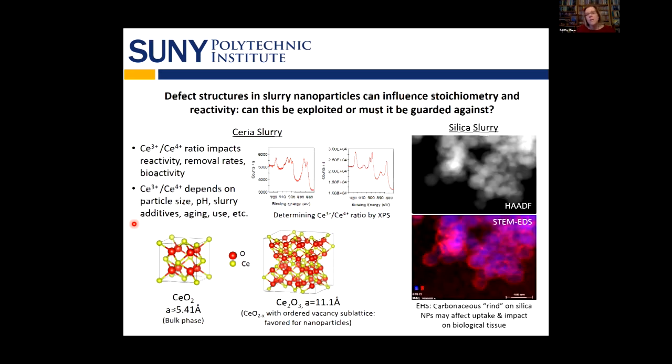On the right, you see another kind of ceramic nanoparticle. These are made out of silicon oxide. The top picture is just the electron microscope image, so you see these clusters of little spherical particles. The lower one is mapped by the elemental distribution. So there's a silicon oxide core surrounded by a carbonaceous matrix that might affect the uptake and impact on biological tissues, say for worker health. So in this way, sometimes we can manipulate those defects, sometimes we have to engineer around them.